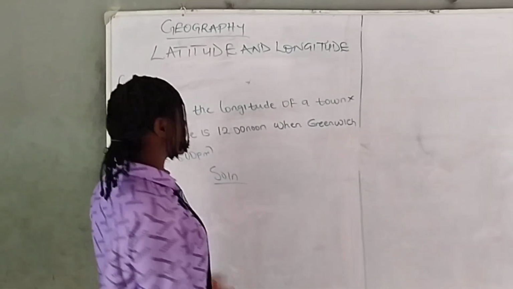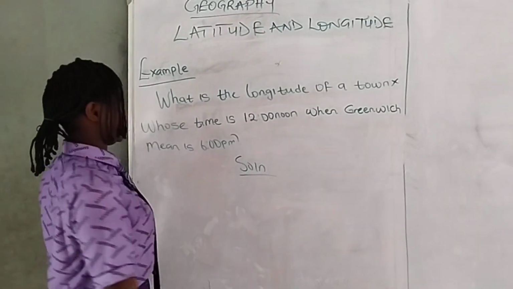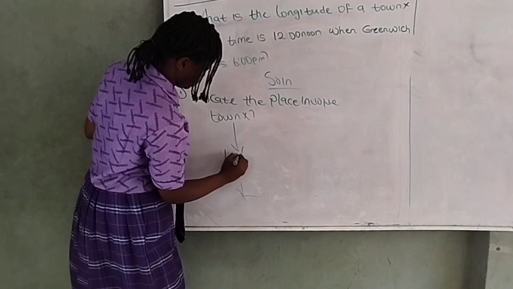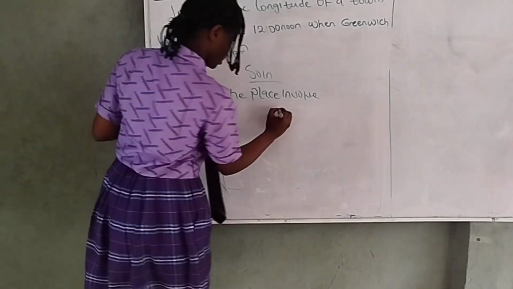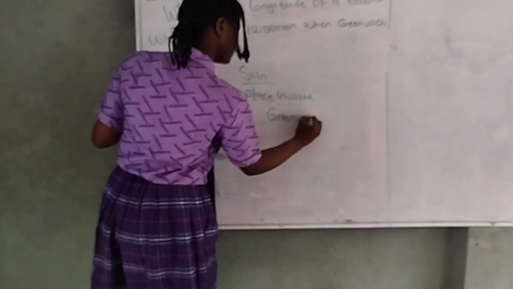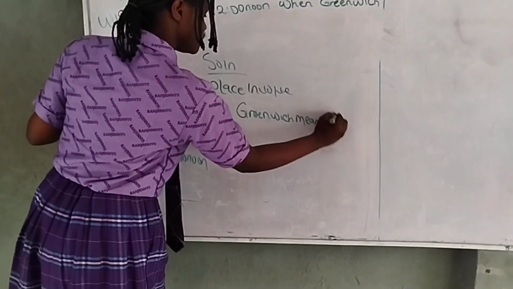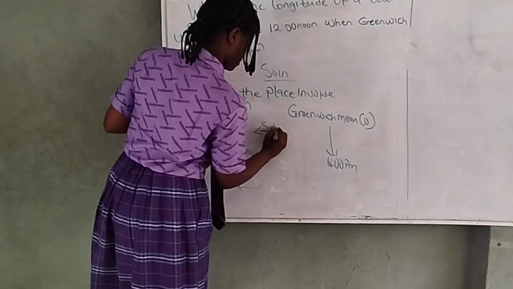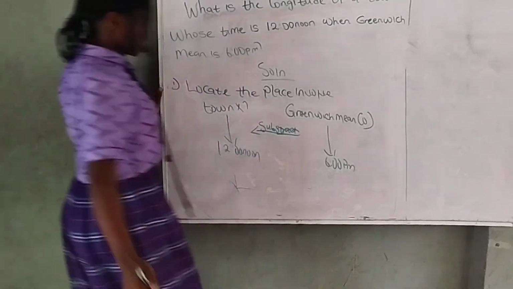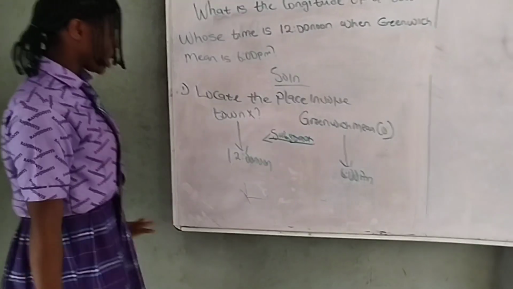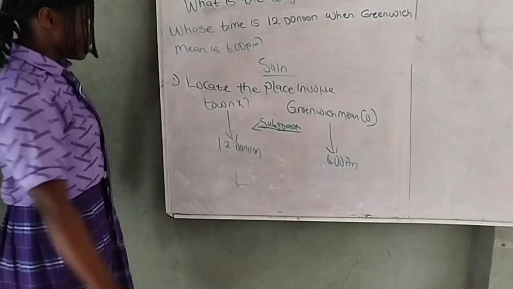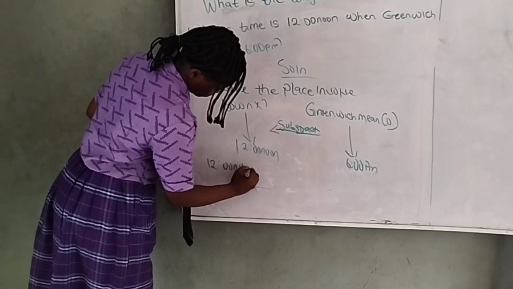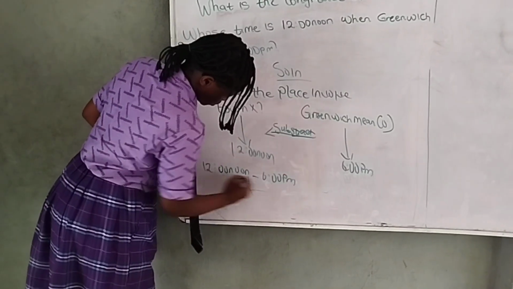Example, what is the longitude of Tan X, whose time is 12 noon when Greenwich mean time is 6 p.m.? Tan X is 12 noon and Greenwich mean is 6 p.m. Tan X comes first before Greenwich mean, and before you get to 6 p.m. you must get to 12 noon first. So we subtract 12 noon from 6 p.m., which is equal to 6 hours.